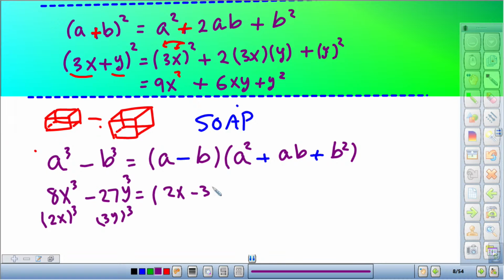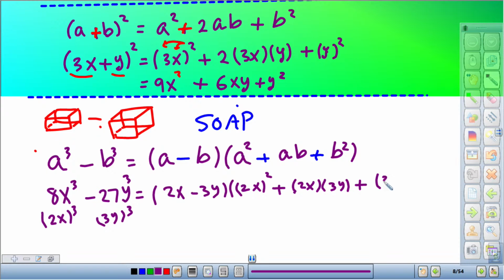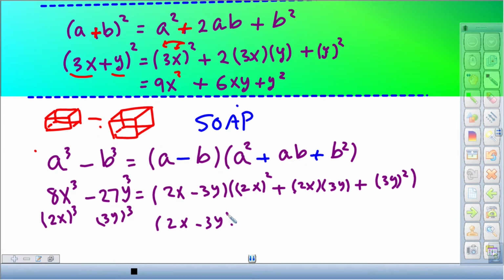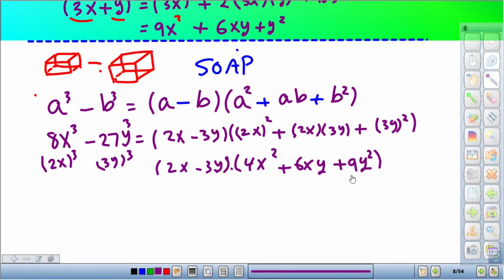Okay, so I know the term is actually going to be 2x minus 3y. And then 2x squared plus 2x times the 3y, and then I have a plus, always positive, the 3y being squared. I know it's a little bit chunky, but 2x minus 3y in parentheses, and I have 4x squared plus 6xy, and then I have plus 9y squared. That's how I do difference of cubes.